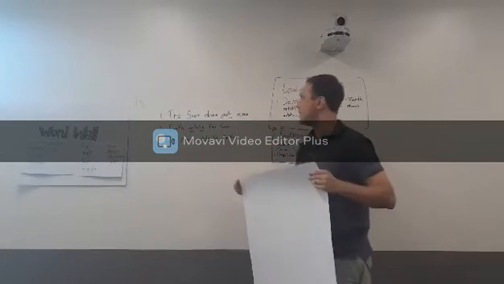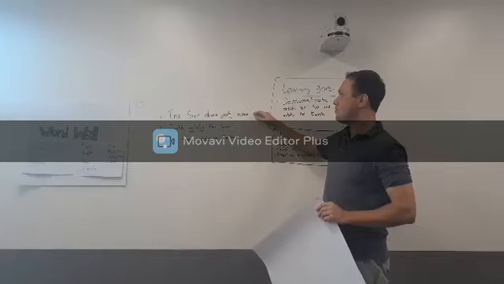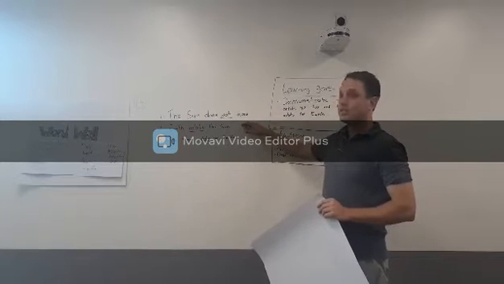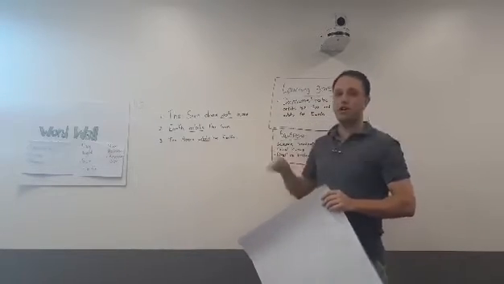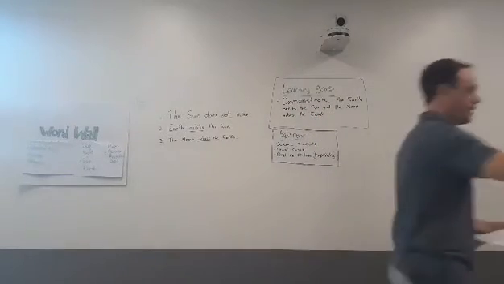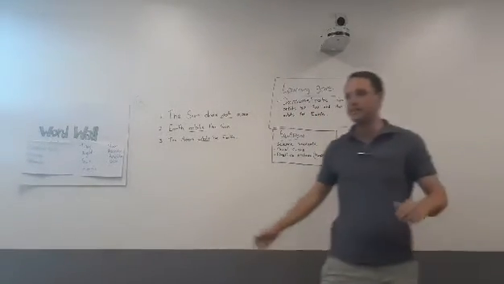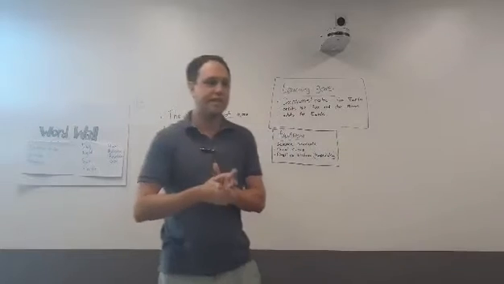So I want you to write down these 3 things. The sun does not move, the earth orbits the sun, and the moon orbits the earth. There are our 3 big takeaway points from that. Okay? And great job, pens down.